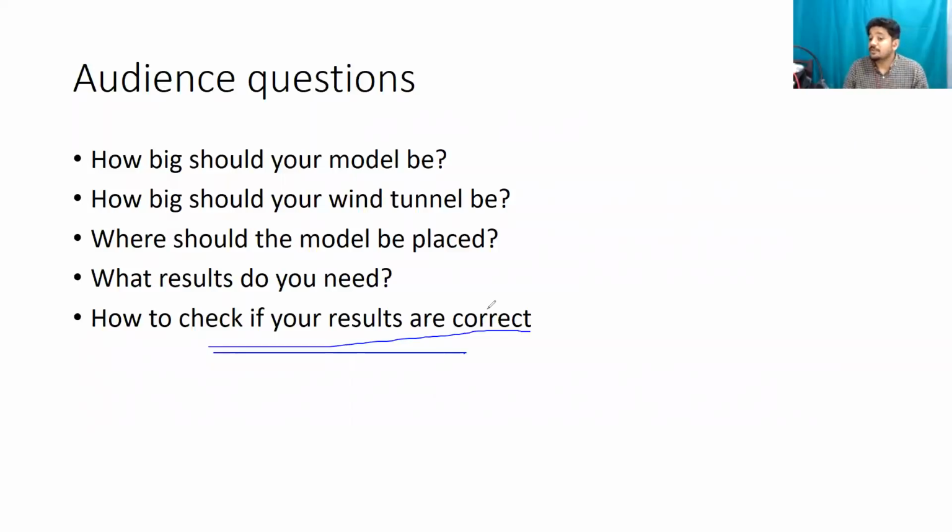Convergence monitor can be used. No, that's wrong. Convergence monitor basically tells you if your solution has converged. There is no way for a CFD solver to know if it has converged to a right value or a wrong value. And that's a classical mistake.